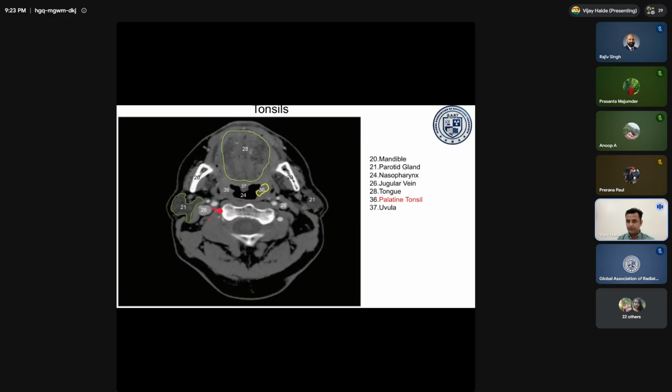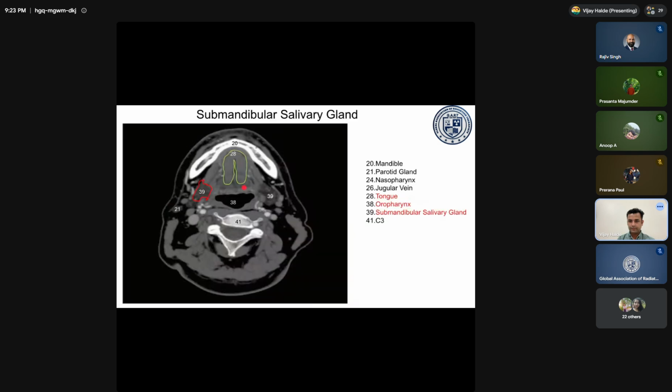Number 26 is the jugular vein. Here, number 36 are the palatine tonsils. Here one side is contoured, and the other side is kept as it is. You can clearly see parotid glands are still visible here. This is the posterior pharyngeal wall. This is the last end of the soft palate. This is the base of the tongue.